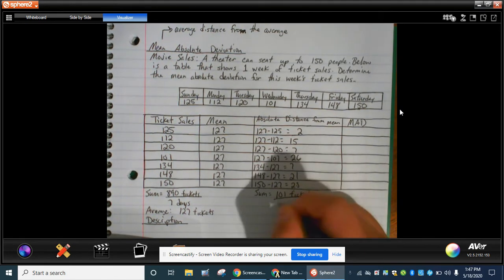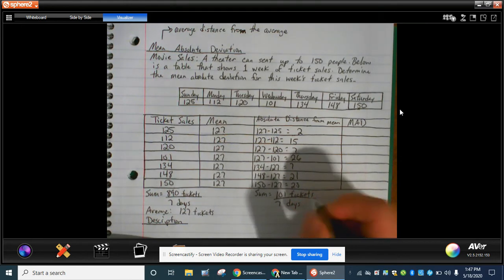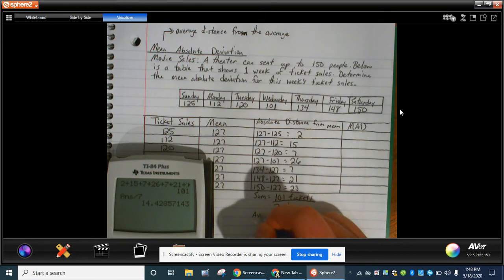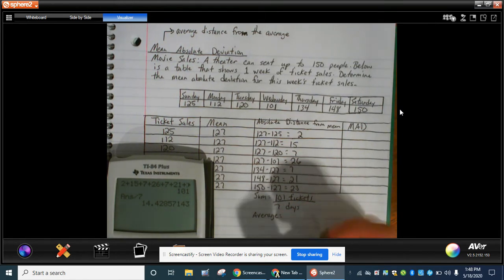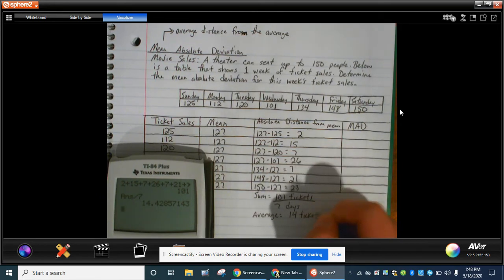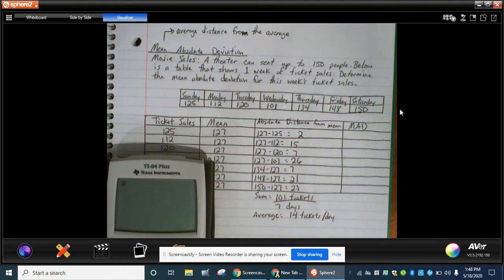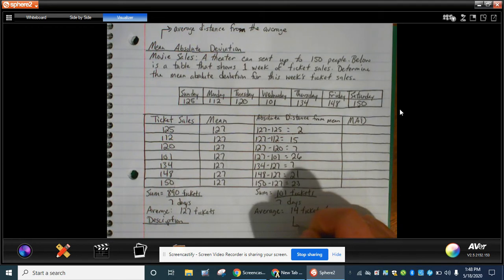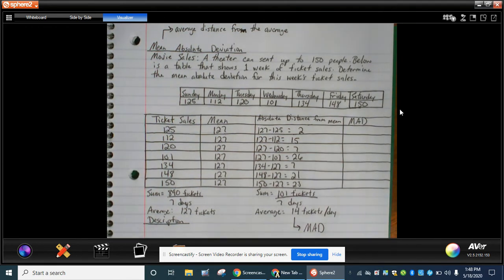divided by 7 days to determine the average distance from the average. So 101 divided by 7 is going to give us approximately, and again, I'm doing an approximation here just for the sake of this video, approximately 14 tickets per day was the average amount of tickets sold that is deviating away from the mean. So technically this right here is our mean absolute deviation, or our MAD.